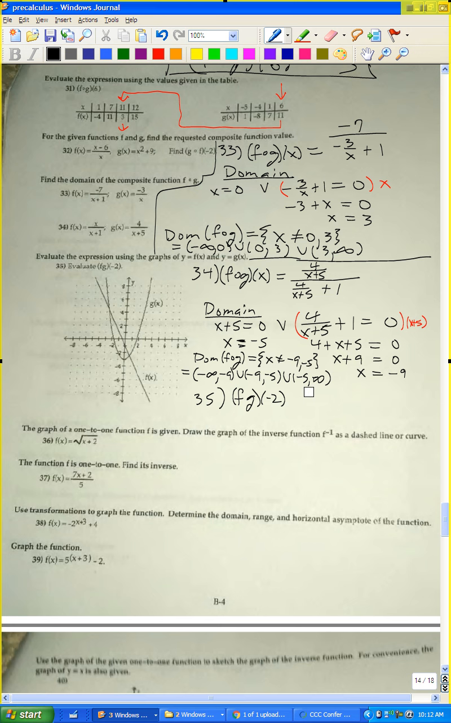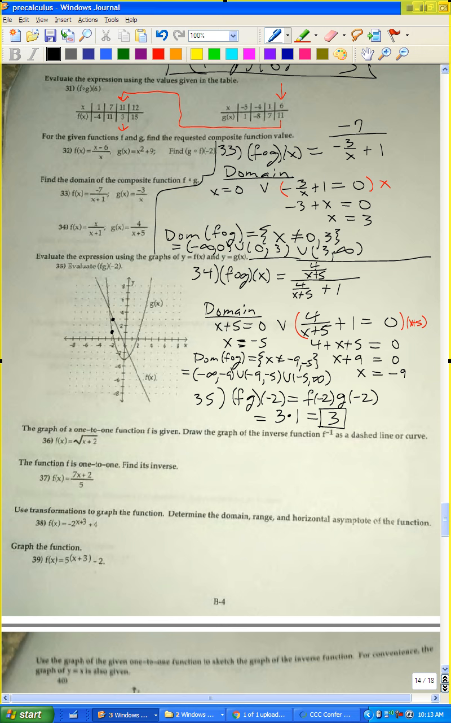Okay, so we want to do f at negative 2 times g at negative 2. And so if I plug in negative 2 here, well, it looks like it's equal to 1 for g and 3 for f. So it's 3 times 1 is 3. And that's your answer.